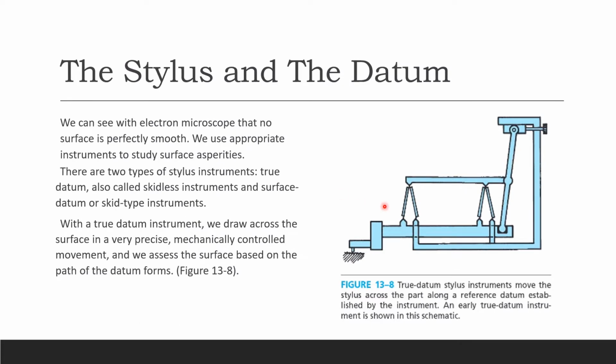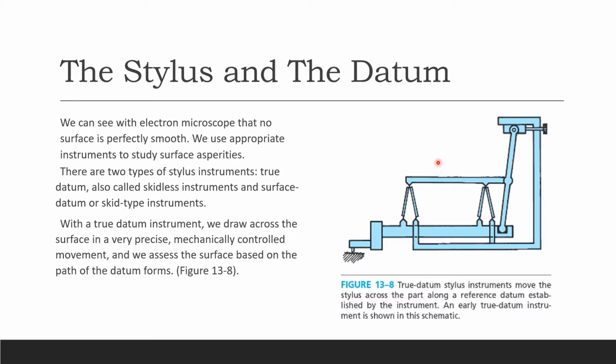Alright, the stylus and the datum. So we can see with an electron microscope that no surface is perfectly smooth, okay? We use appropriate instruments to study the surface asperities, and there are two types of stylus instruments. The very first one is true datum, also called the skidless instrument. Another one is the surface datum, and we call that the skid type instrument. Skid is just a part of the instrument.